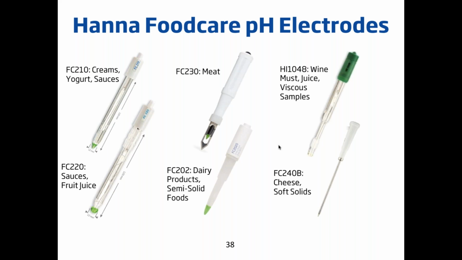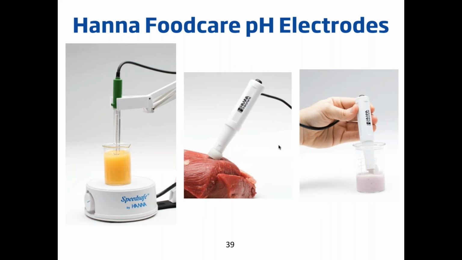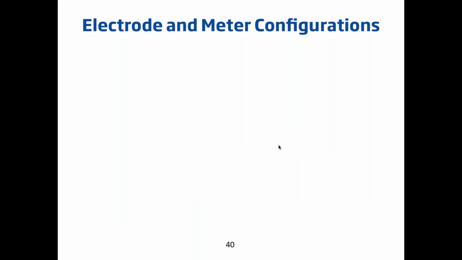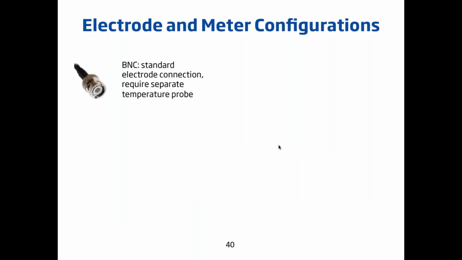So Hanna makes a whole line of Foodcare electrodes for a bunch of different types of samples. So from everything from liquid samples to semi-solids to solids. So this picture shows our electrode with a sleeve junction in an orange juice sample with some pulp, our meat electrode taking a direct measurement of meat, again, no slurry required, or our yogurt electrode taking measurement in yogurt. So again, when you're looking to bring this type of measurement in-house, you want to make sure that the tool is the best fit for what you're doing specifically.